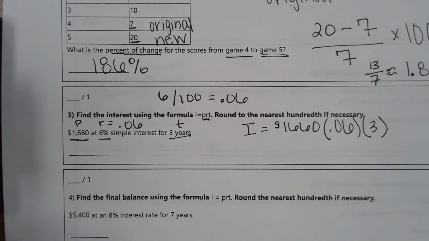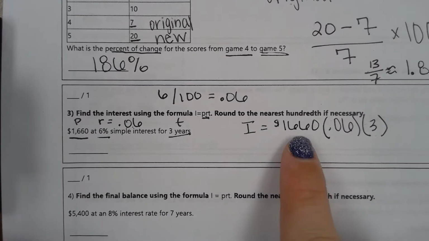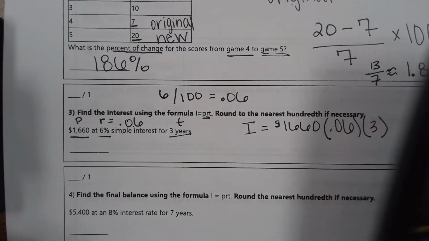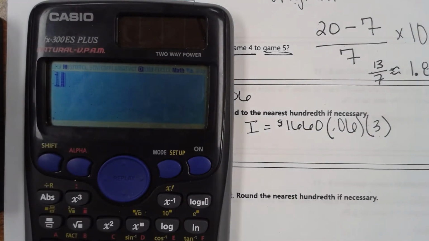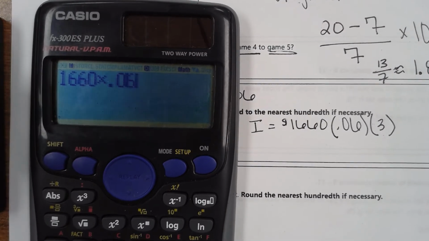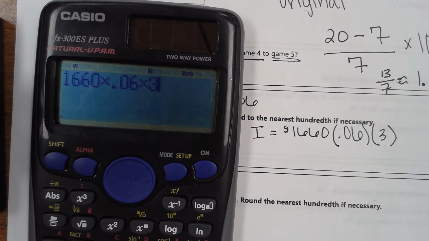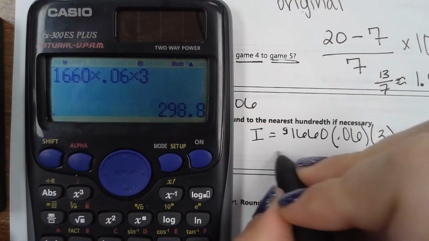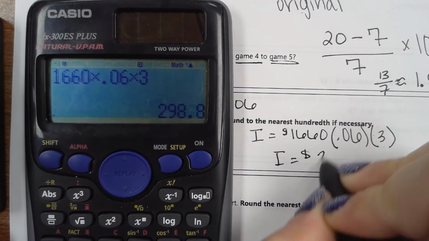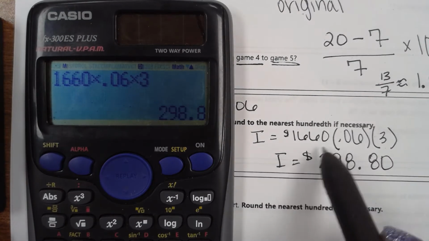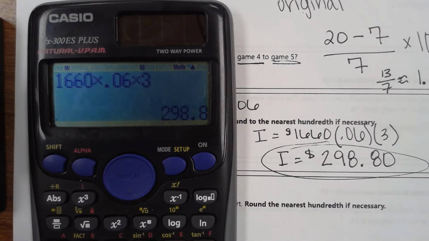So if I'm trying to find the interest, all that I need to do is multiply all of these numbers together, and that will give me my I. So using your calculator, take 1,660 times 0.06 times 3, and that is going to give me an interest of $298.80. So that should be my answer for that one.